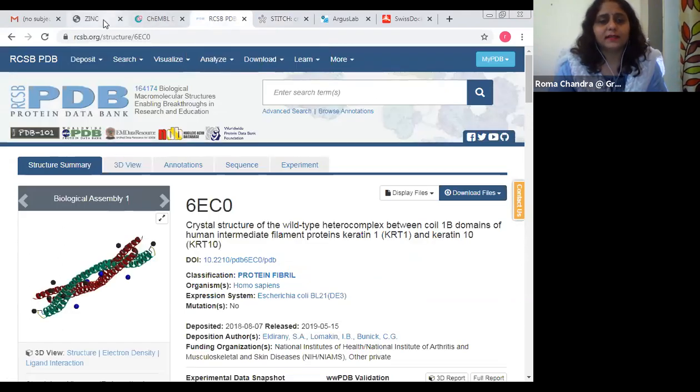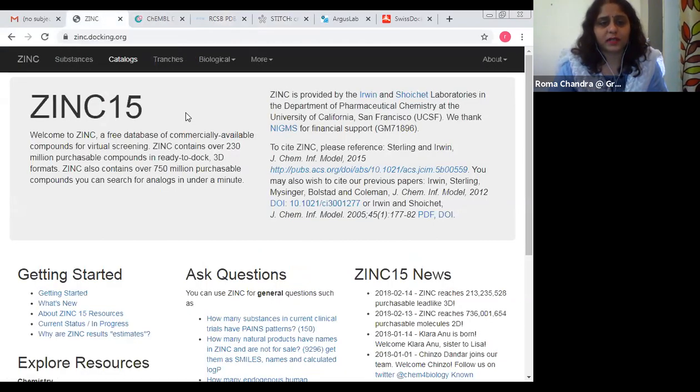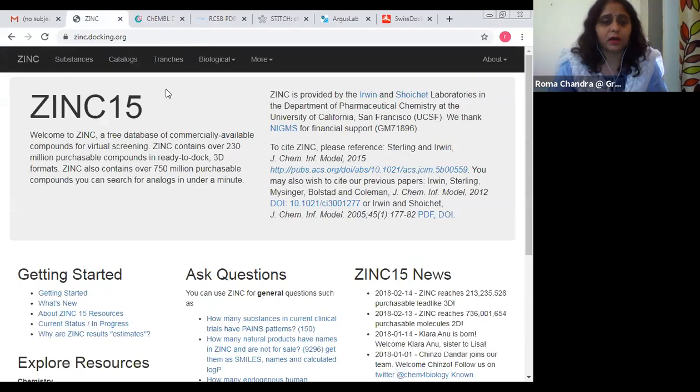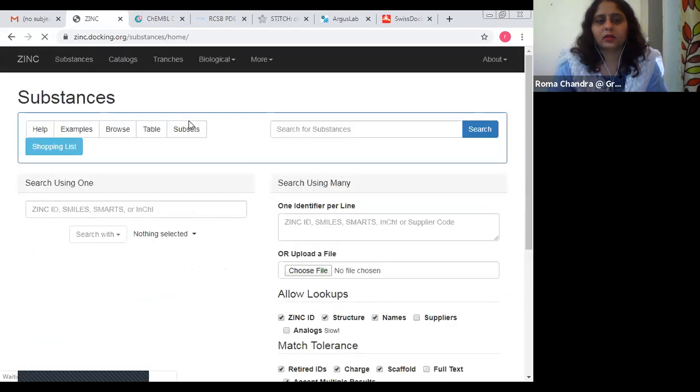Besides this, we have these two popular databases, ZINC and ChEMBL. They are helpful for the extraction or retrieval of bioactive molecules, compounds, or lead compounds. Both will help you. Here you can see ZINC 15, which is very popular. You can search for these substances or compounds.